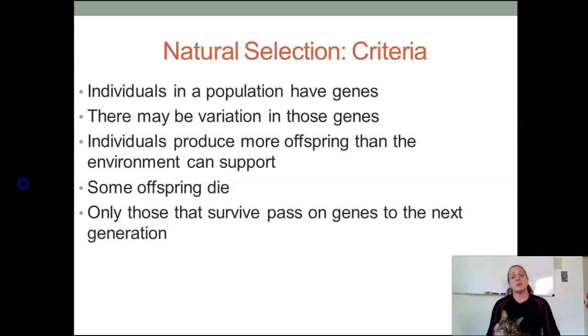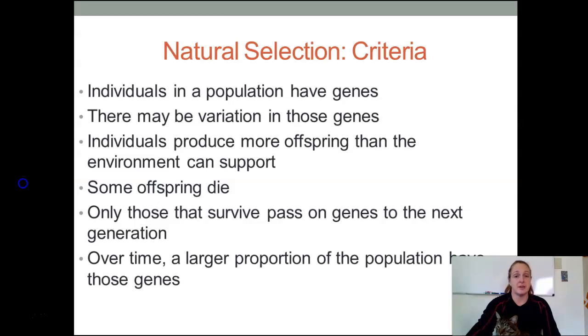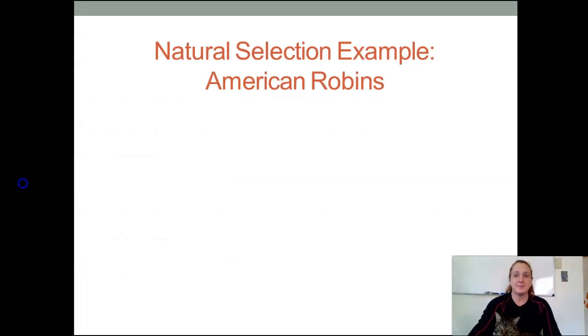So we're looking for traits that become fixed in the population. They get passed from one generation to the next with the idea that they're giving individuals some kind of selective advantage. Over time, a larger proportion of the population will have those genes.